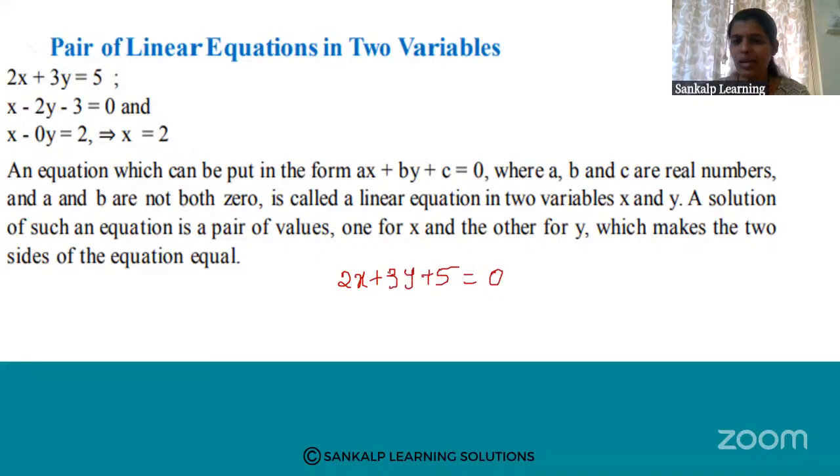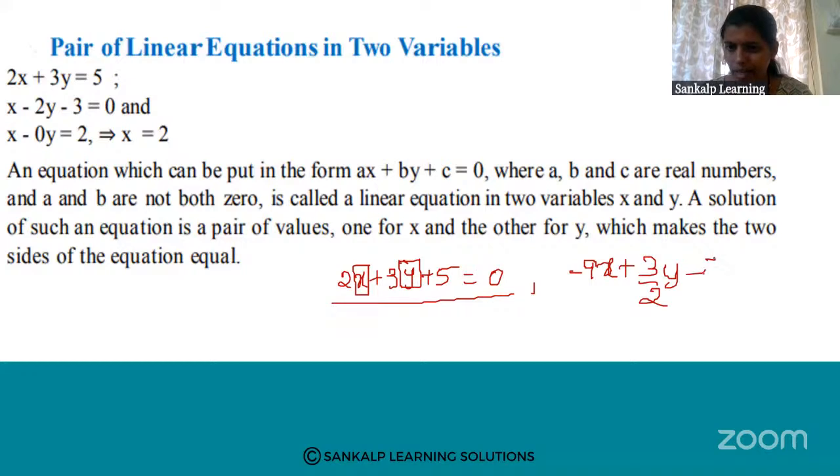So 2x plus 3y plus 5u is equal to 0. In this equation, I am using two variables, that is x and y. And another example I will take: minus 9x plus 3 by 2y minus 7 equal to 0. Here also I am using two variables, that is x and y. Therefore, this equation is called an equation with two variables.